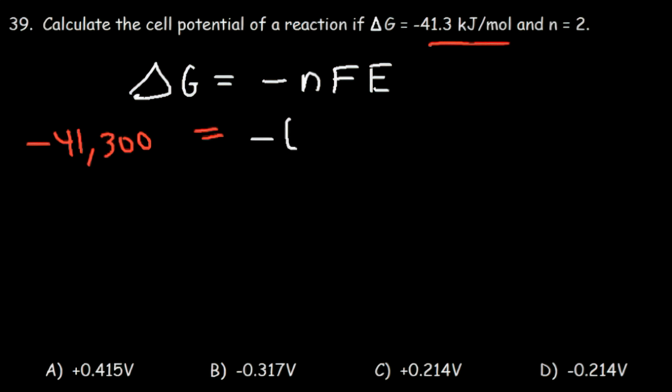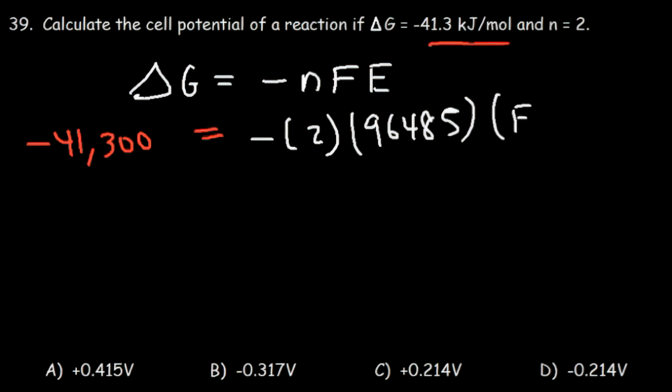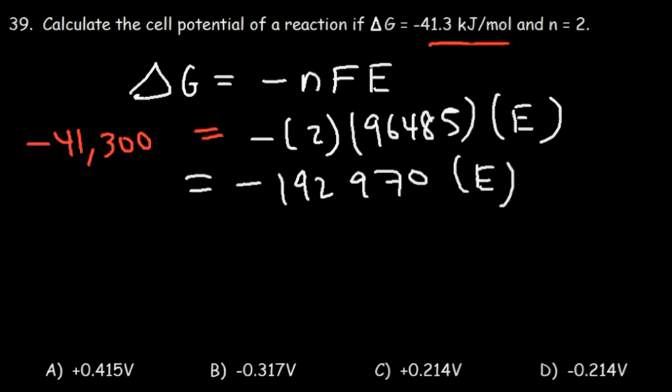n has a value of 2. F is Faraday's constant, which is 96,485 coulombs per mole of electrons. So let's solve for E. So if we multiply 2 by 96,485, we should get 192,970. So let's divide both sides by negative 192,970.